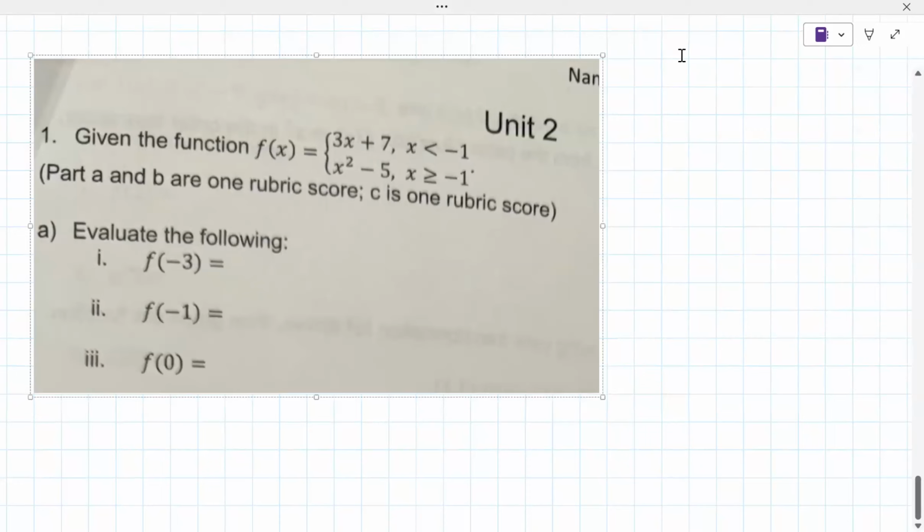So on to unit 2 now. Does that sound good? Yep. This looks easier. I believe it is, yeah. This might have been some of the things we've actually worked on in the past. There are two pieces to this piecewise function.